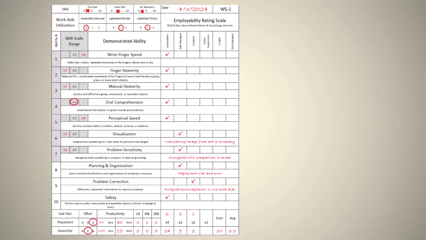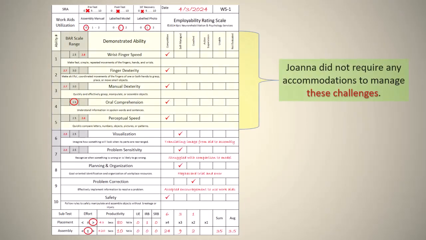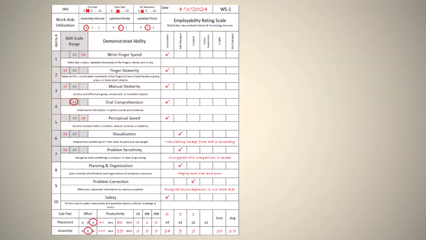And so for the first 5 constructs that are evaluated at this level by the DCAT-2 work sample test number 1, Joanna did not require any accommodations to manage this level of challenge. She was also rated by Susan at the competitive level in terms of safety. Joanna made no safety rule breaks.